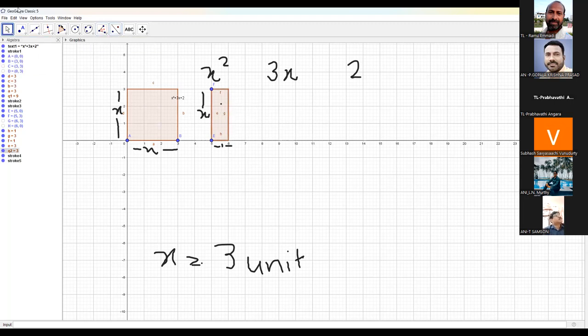Okay, so again, I'm using this rigid polygon. So I'm quickly now making 3 more rectangles.